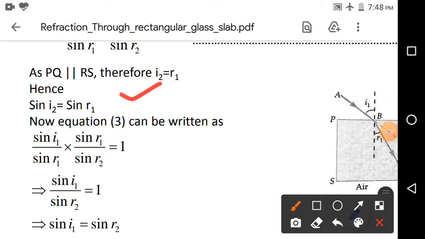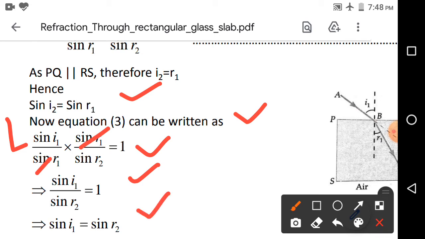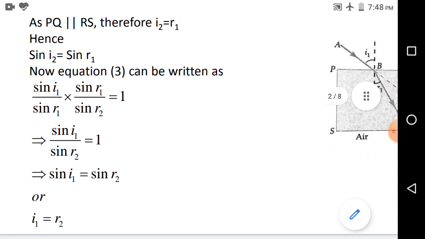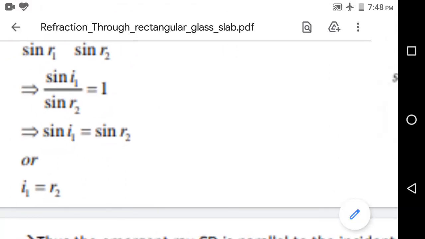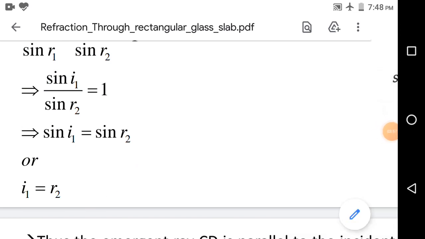Now equation 3 can be written as sin I1 by sin R1 into, in place of sin I2, we will write sin R1 by sin R2 equal to 1. Then sin R1 will cancel out. Then sin I1 by sin R2 equals 1, or sin I1 equals sin R2. Then we will get I1 equal to R2. Okay.